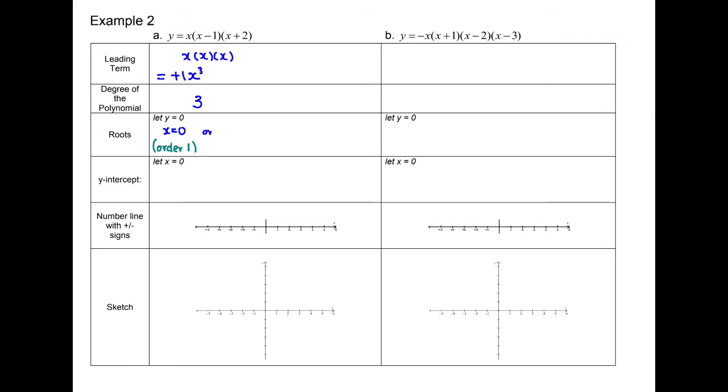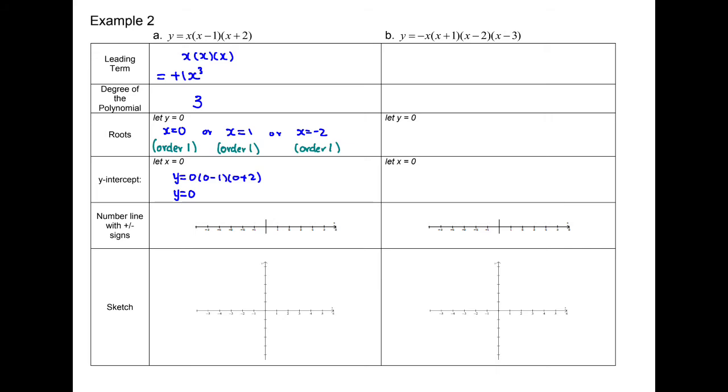Or x minus 1 could be 0, which means x could be 1. Once again, there's an exponent 1 here, so we say the order is 1. Or x plus 2 equals 0 means x could be negative 2. And once again, the exponent here is an invisible 1, so we say that's an order 1 root. Next, we let x equal 0 to find the y-intercept, and the y-intercept will be at 0.